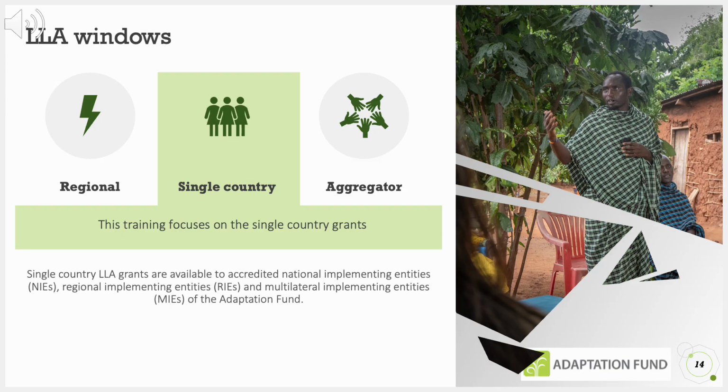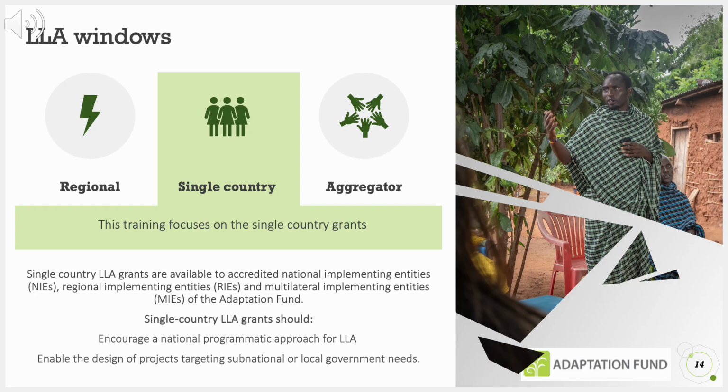Single country LLA grants are available to accredited national implementing entities, NIEs, regional implementing entities, RIEs, and multilateral implementing entities, MIEs, of the Adaptation Fund. Single country LLA grants should encourage a national programmatic approach for LLA and enable the design of projects targeting subnational or local government needs.